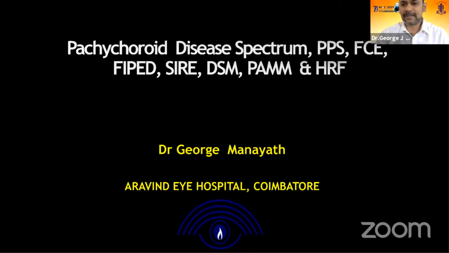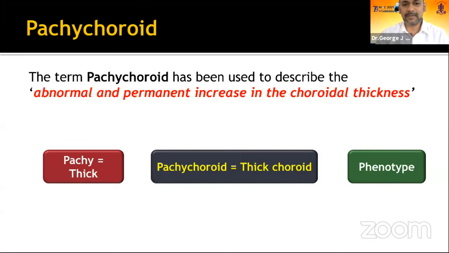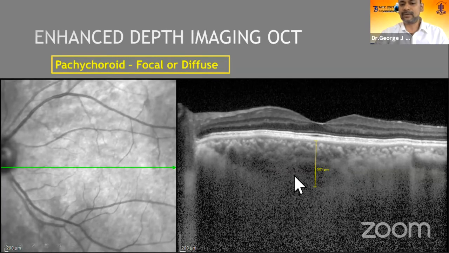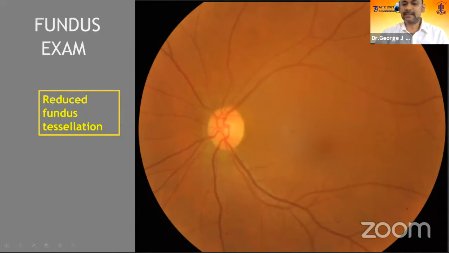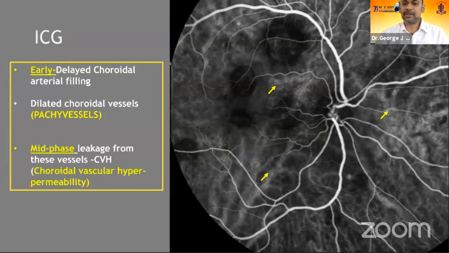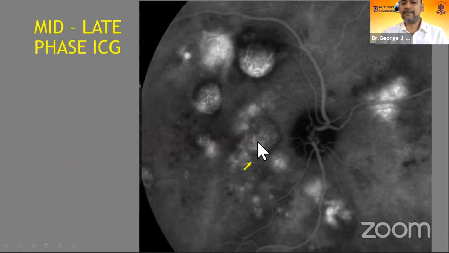So I'll start with the pachychoroid spectrum of diseases. This is a spectrum of diseases to which the common thing is an abnormal and permanent increase in choroidal thickness. It is not just this diffuse or focal increase in choroidal thickness on enhanced depth imaging, but you also look for the dilated outer choroidal vessels or pachyvessels compressing the overlying choriocapillaris, and reduced fundus tessellation, and ICG showing early phase dilated pachyvessels, and mid or late phase showing choroidal hyperpermeability and leakage.